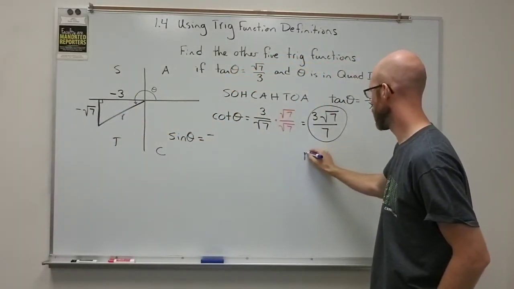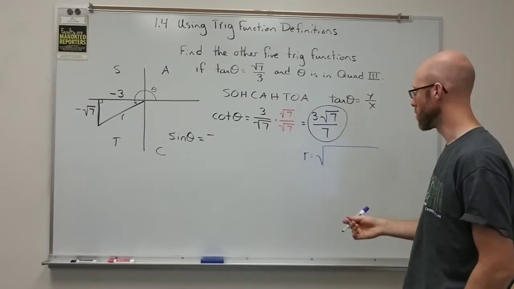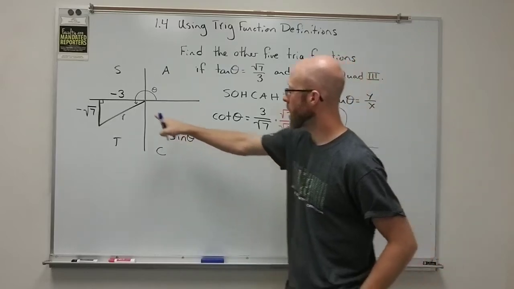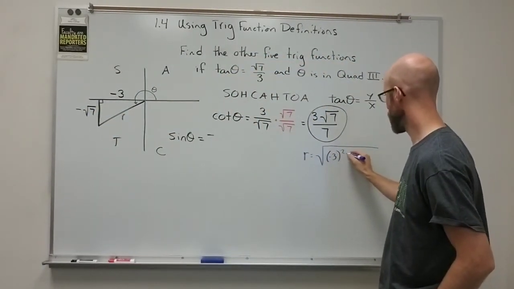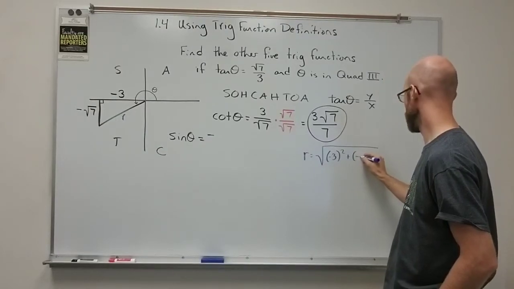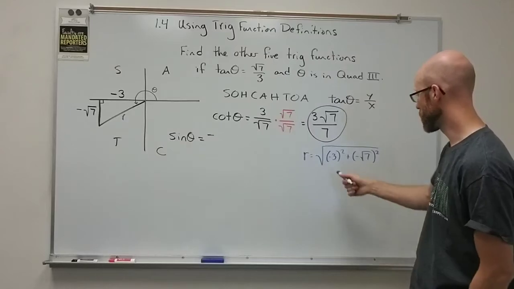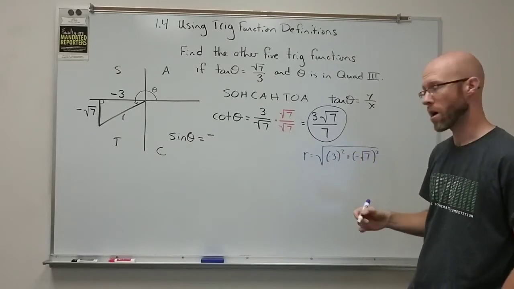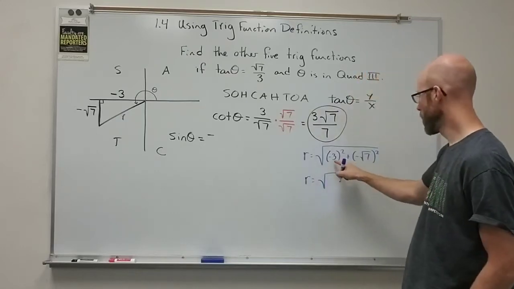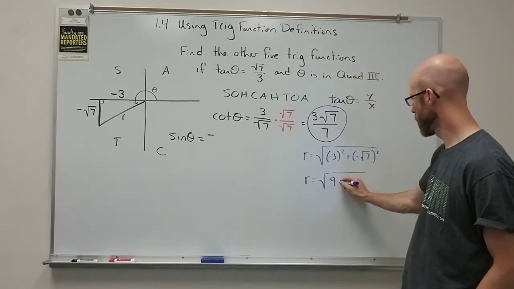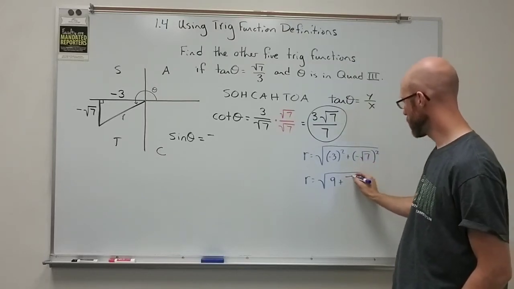So I know that R is equal to the square root, now I'm taking the square root in the Pythagorean theorem, of the x squared plus the y squared. So negative 3 squared plus negative root 7 squared. Of course, the negatives aren't really necessary because when I square them, they become positive. So we get the square root of, well, 3 squared is 9. Square root of 7 squared is just 7.